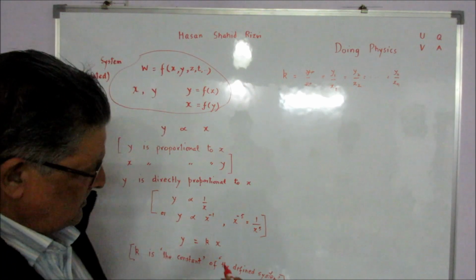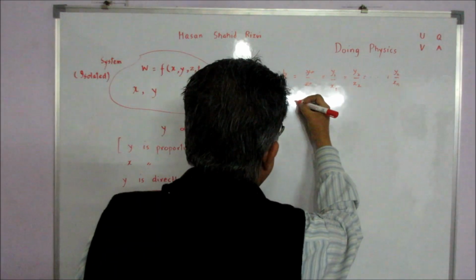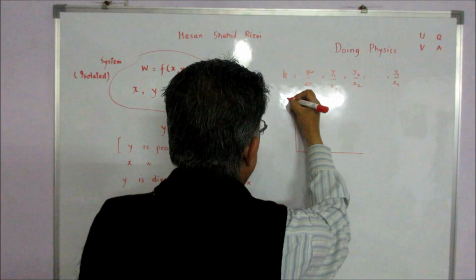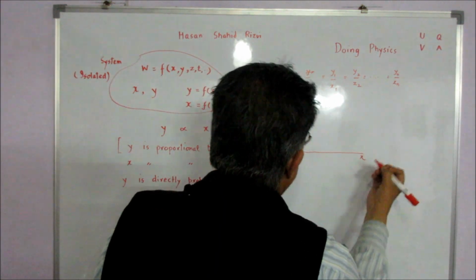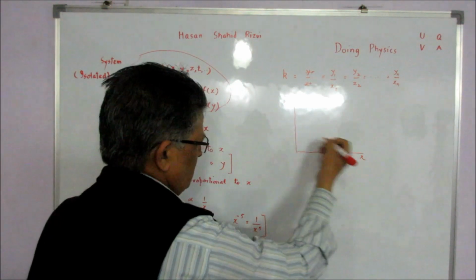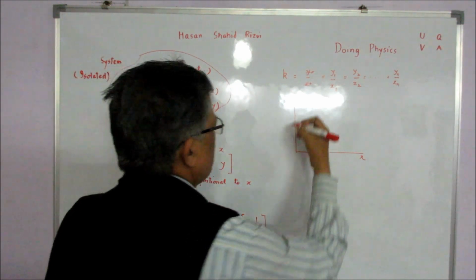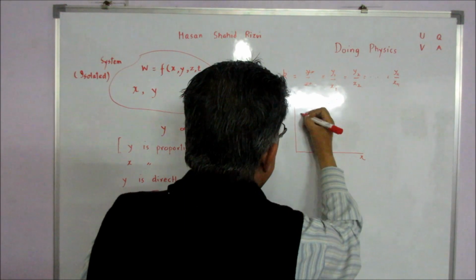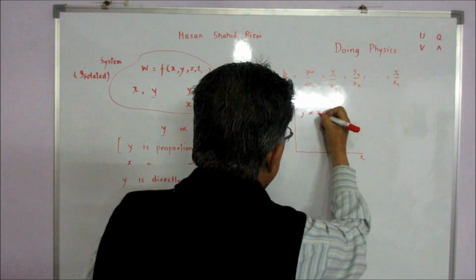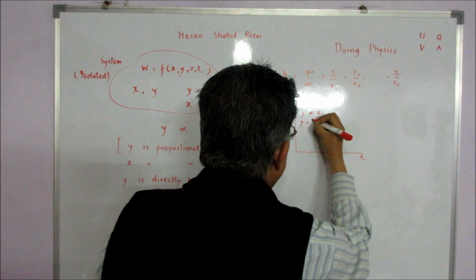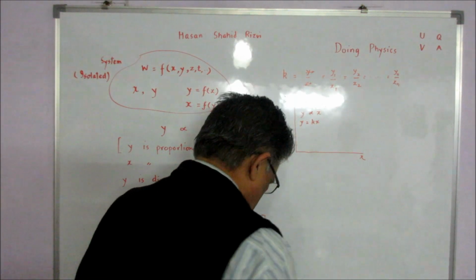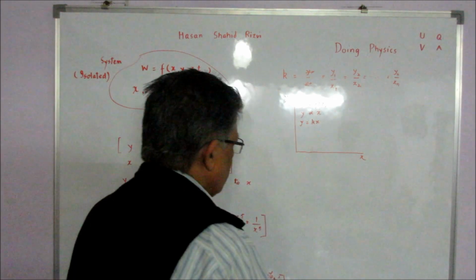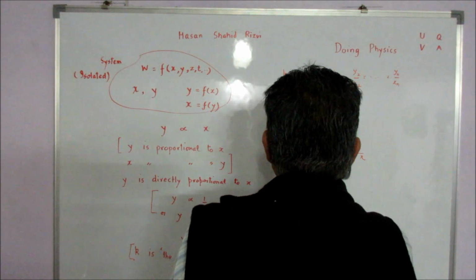Now, it's easy. I can draw a graph of Y and X. These are the two variables with units, etc., that will be there. So I can say that Y is a function of X, and Y is proportional to X, and Y is equal to a constant times X. And if we draw a graph between Y and X, the graph may look like this.